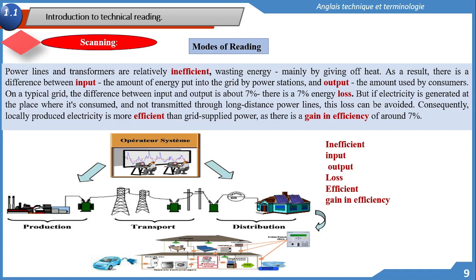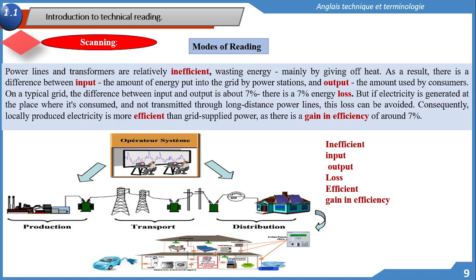Okay, power lines and transformers are relatively inefficient, wasting energy mainly by giving off heat. As a result, there is a difference between input, the amount of energy put into the grid by the power station, and output, the amount used by consumers. In one typical grid, the difference between input and output is about 7%. There is a 7% energy loss.